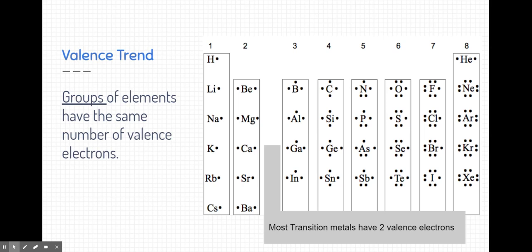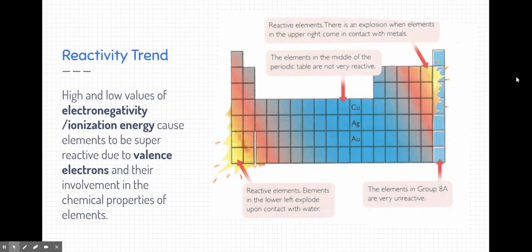But if we skip all the way to group 13, they have 3, group 14 have 4, group 15 have 5, group 16 has 6, group 17 have 7, and group 18, all of them except for helium have 8. And that's because the first energy level only can hold 2 electrons, and helium only has 2 electrons in that energy level. The last thing I want to talk about is the reactivity trend.